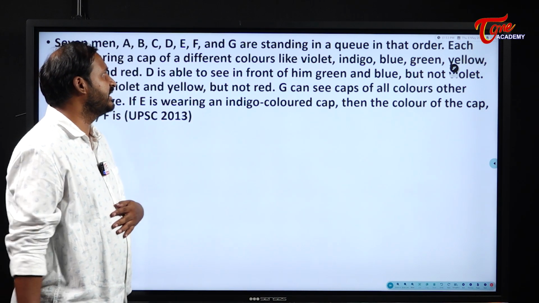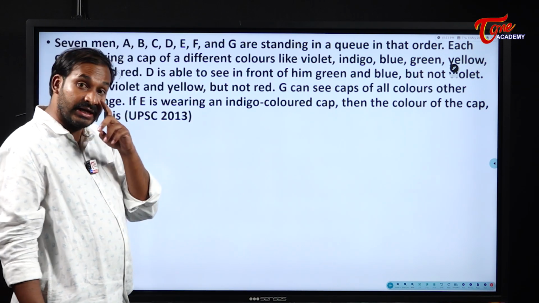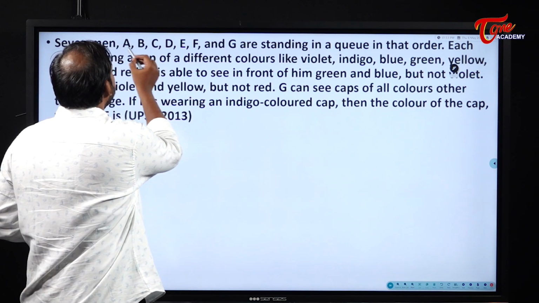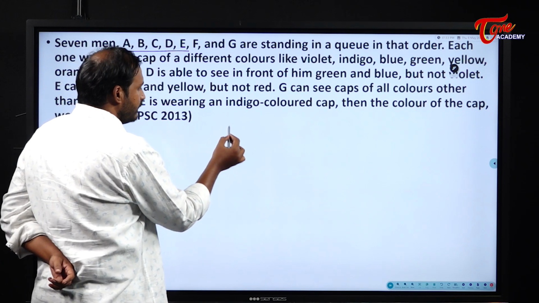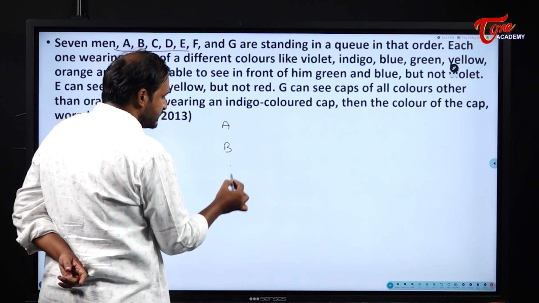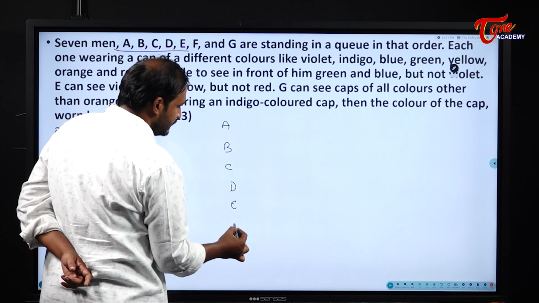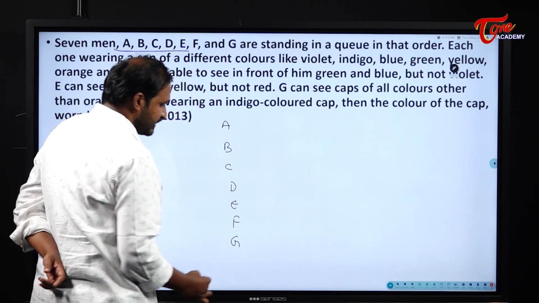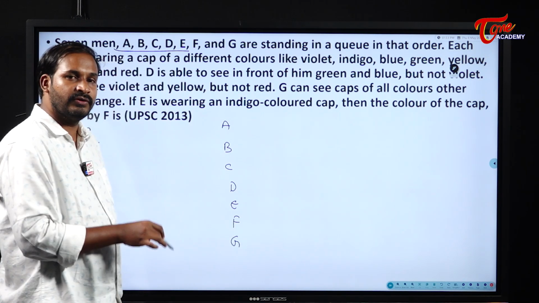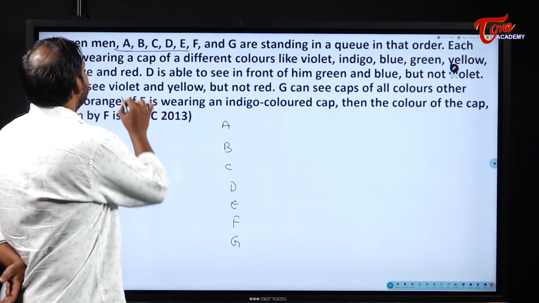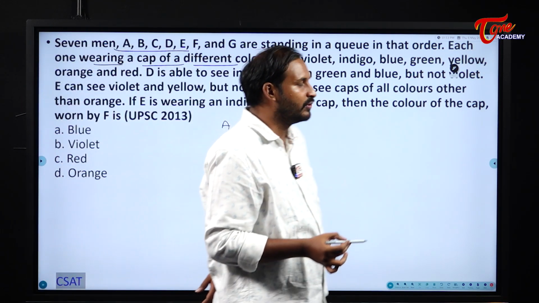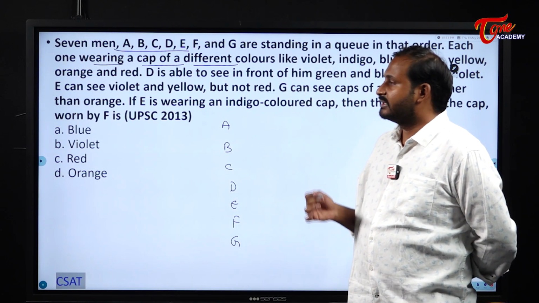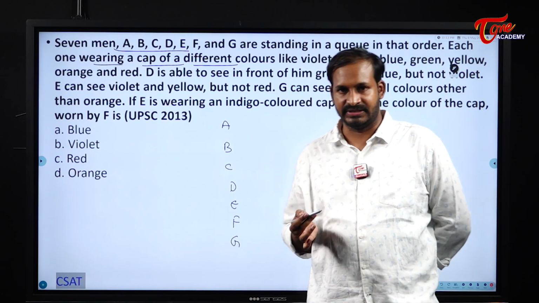7 men A, B, C, D, E, F, G are standing in a queue in that order. That means he is mentioning that in the same order they are standing in a queue. Now A, B, C, D, E, F and G, 7 persons are there, standing in a queue in the same order. Each person is wearing a cap of a different color: violet, indigo, blue, green, yellow, orange and red.